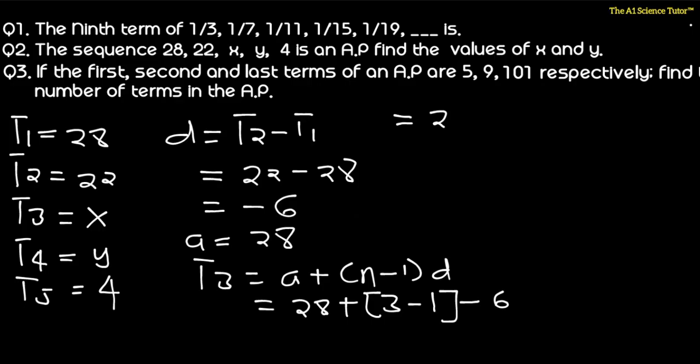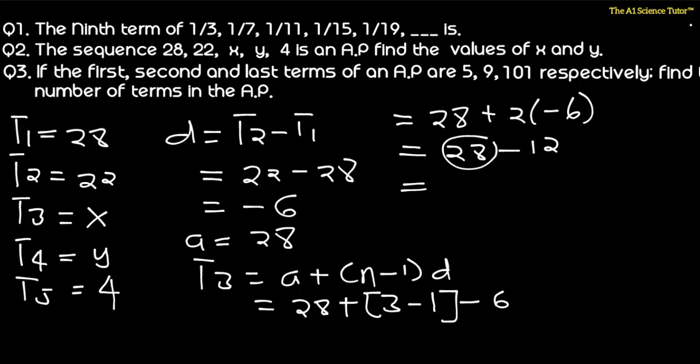So this should be 28 plus 2 multiplied by negative 6. And 2 multiplied by negative 6 gives us minus 12. So we have 28 minus 12, which basically gives us 16. That means T3 is equal to 16. So X will be 16.